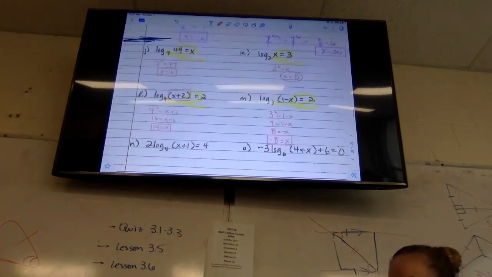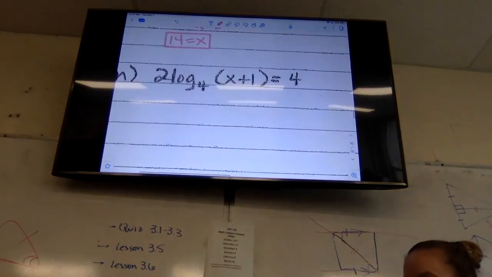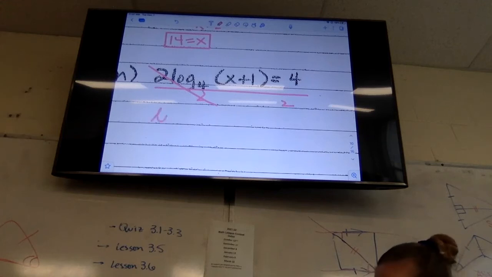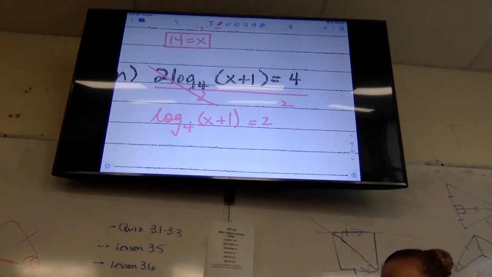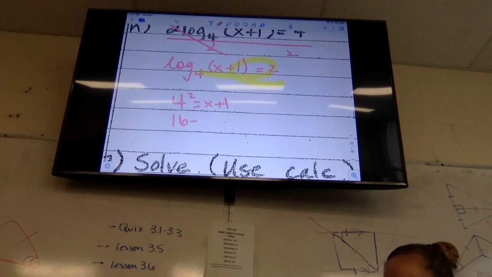You'll be good. All right, the next one, Seth, you already told me what to start with. What do you want to do? Divide that by 2. Very good. Seth says that we can't do anything until we get rid of that 2. Let's get that log all by itself before we log roll. So divide by 2, log base 4 of x plus 1 equals 2. Now I'm ready to log roll. What will that be? 4 to the second equals x plus 1. Awesome. 4 to the second is 16 equals x plus 1, minus 1, 15 equals x.